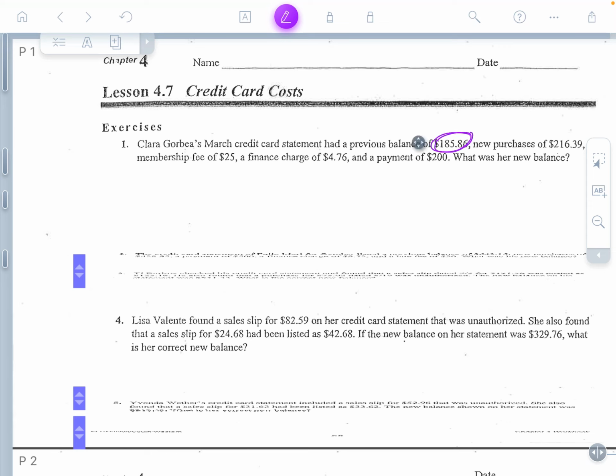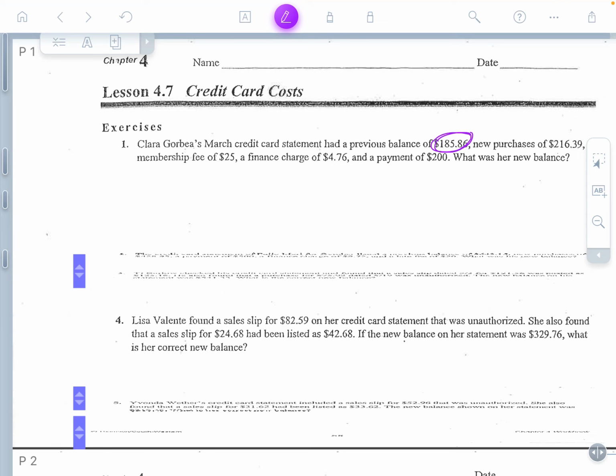I'm going to circle it. Then, just like with our electronic banking, you're going to figure out if we're adding or subtracting from that number. New purchases of $216.39, a membership fee of $25, a finance charge of $4.76, and a payment of $200. And it asks, what was her new balance?